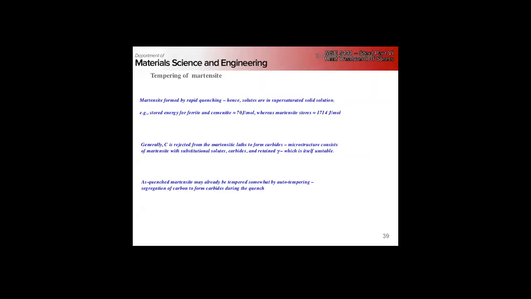Carbon becomes rejected from the martensite lath to form carbides. That's the word I'm looking for. Carbides. It's right there. And now our microstructure, we basically have martensite with our substitutional solute, carbides, and some retained austenite, if any.